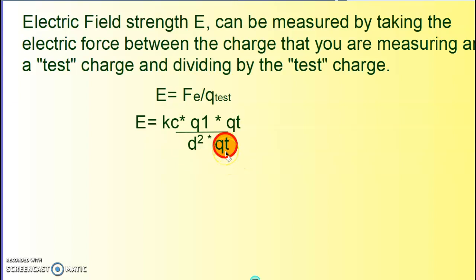Now, you can see mathematically that these two are going to cancel each other out, leaving us a new equation here. Electric field equals Coulomb's constant times charge 1 divided by the distance between them squared. So the electric field strength doesn't take into account the test charge itself. It's only going to measure the electric field of the charge you're measuring. As you're writing things down, I would focus on writing down the first equation and the third equation, as this one is a step between.